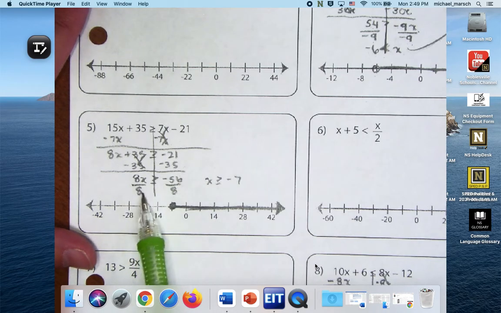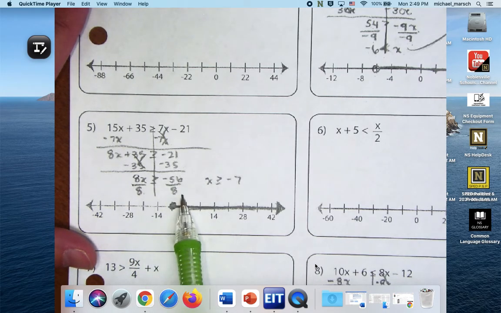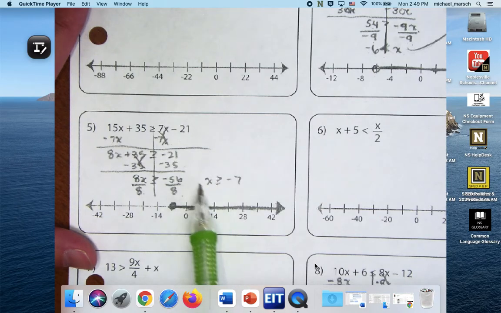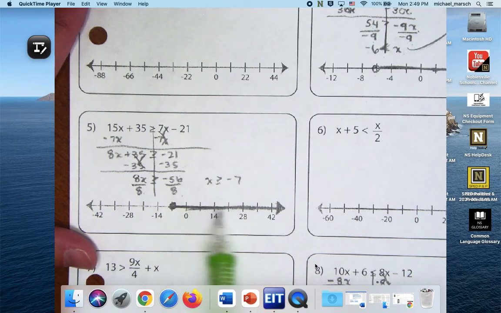I'm dividing by a positive number, so I don't have to flip my sign. So I just get x is greater than or equal to negative 7. X is already on the left side, which is super helpful. So I put a closed circle, and I do my arrow to the right.